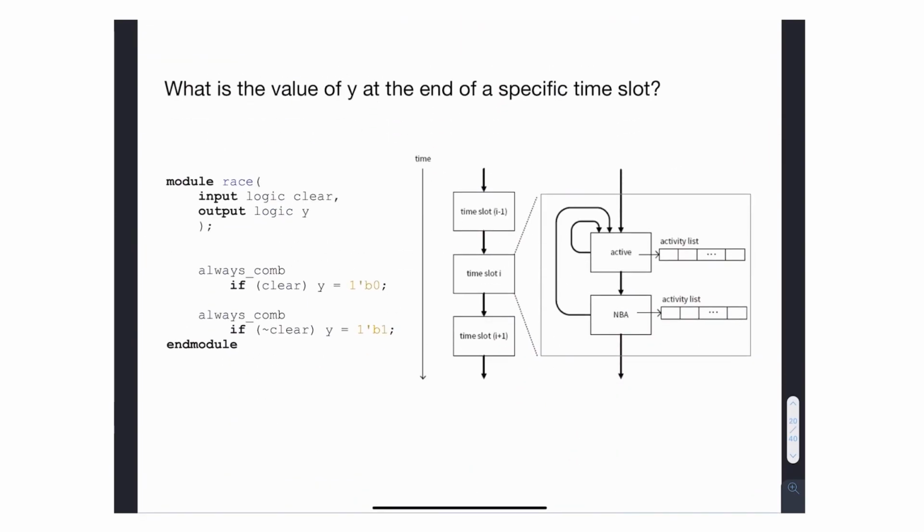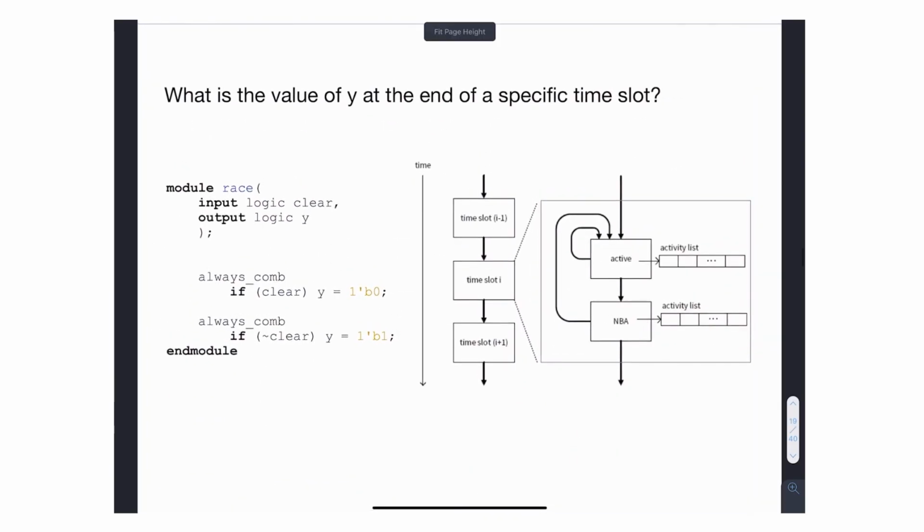I'm going to explain it with a very short example, okay? There's a module called race, and I want you to pause the video for a minute or two and think about what the output y is at the very end of this module. Just pause and see it.